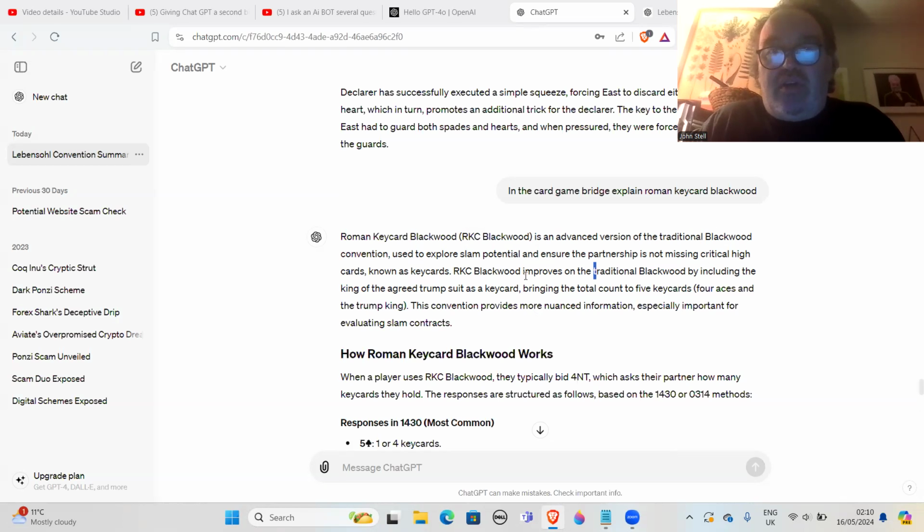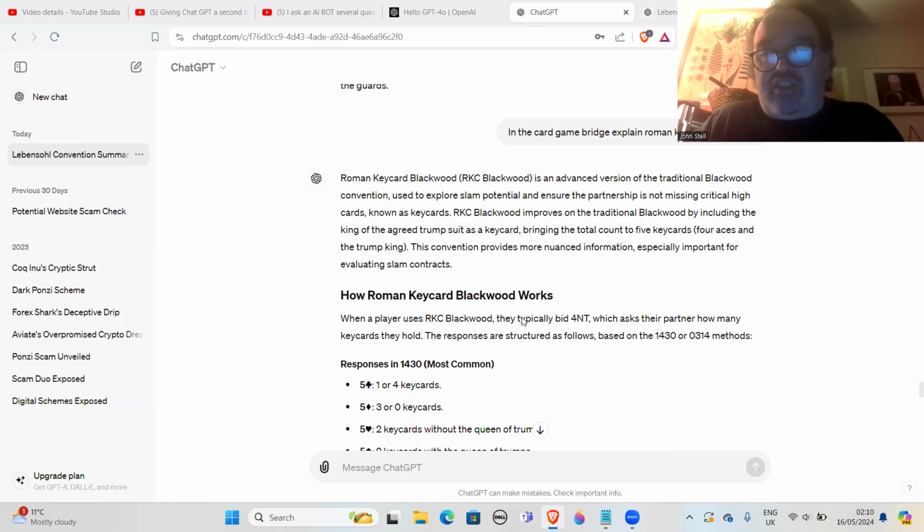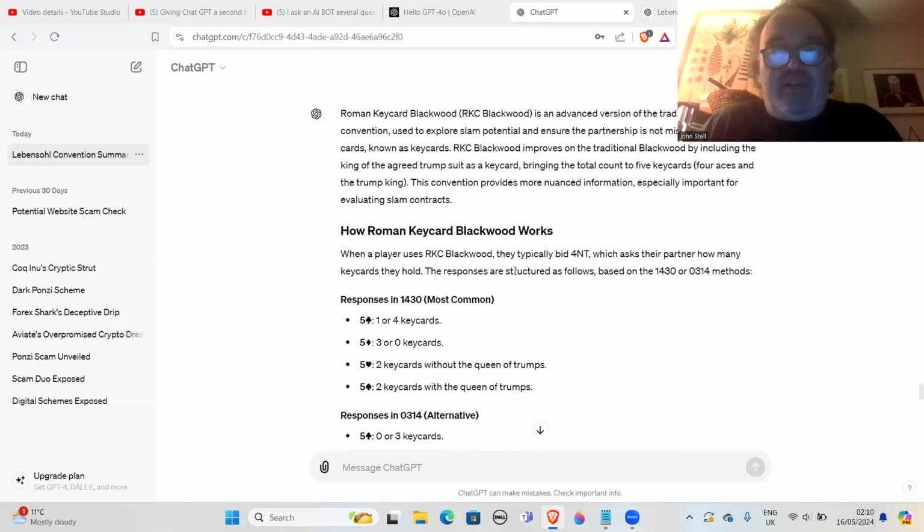Okay. Improves on the traditional Blackwood by including the king of the agreed trump suit as a key card, bringing the total count to 5 key cards, 4 aces and the king of trumps. This convention provides more nuanced information, especially important for evaluating slam contracts. Okay, so it's probably not going to talk about the queen and stuff, maybe. Who knows? Well, it is here, but okay.